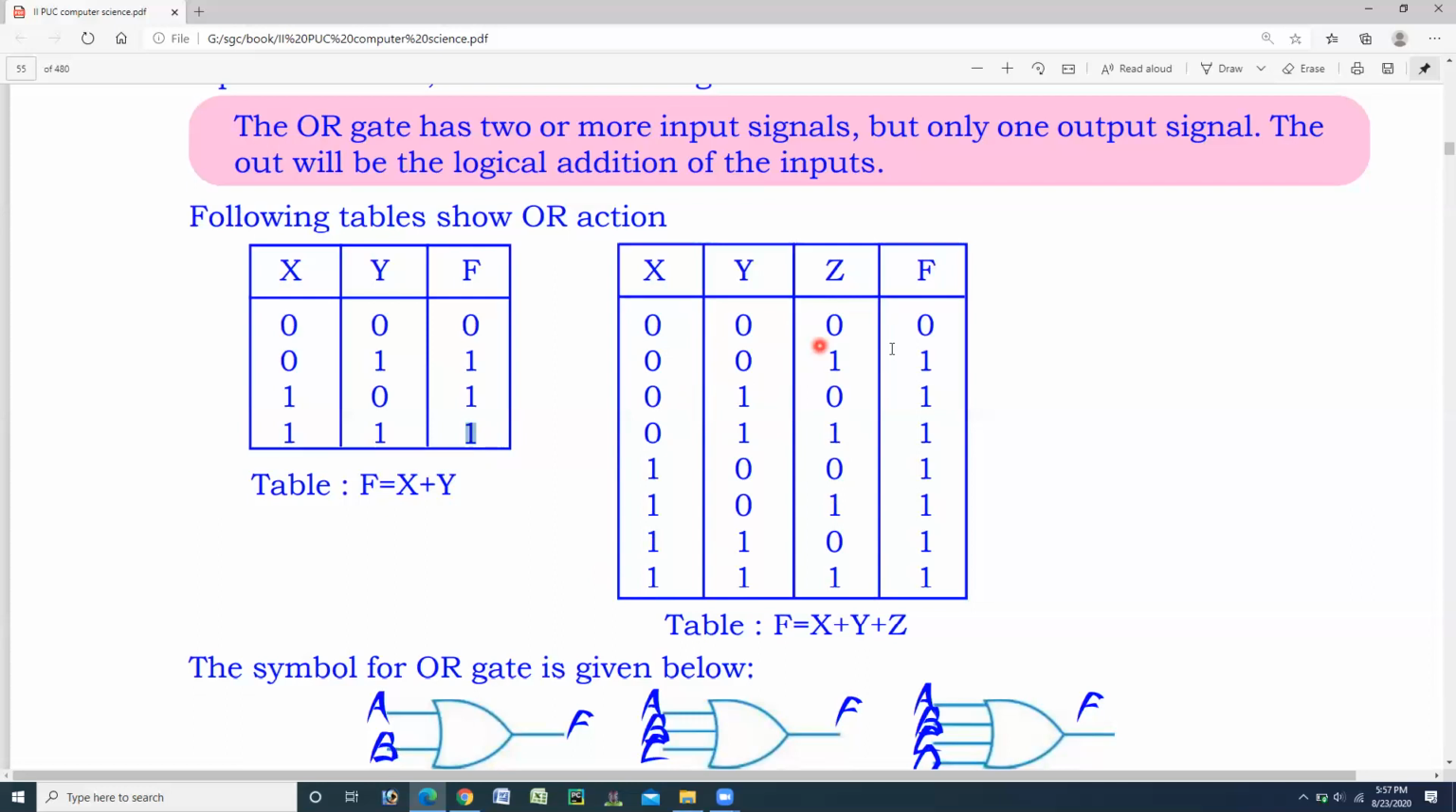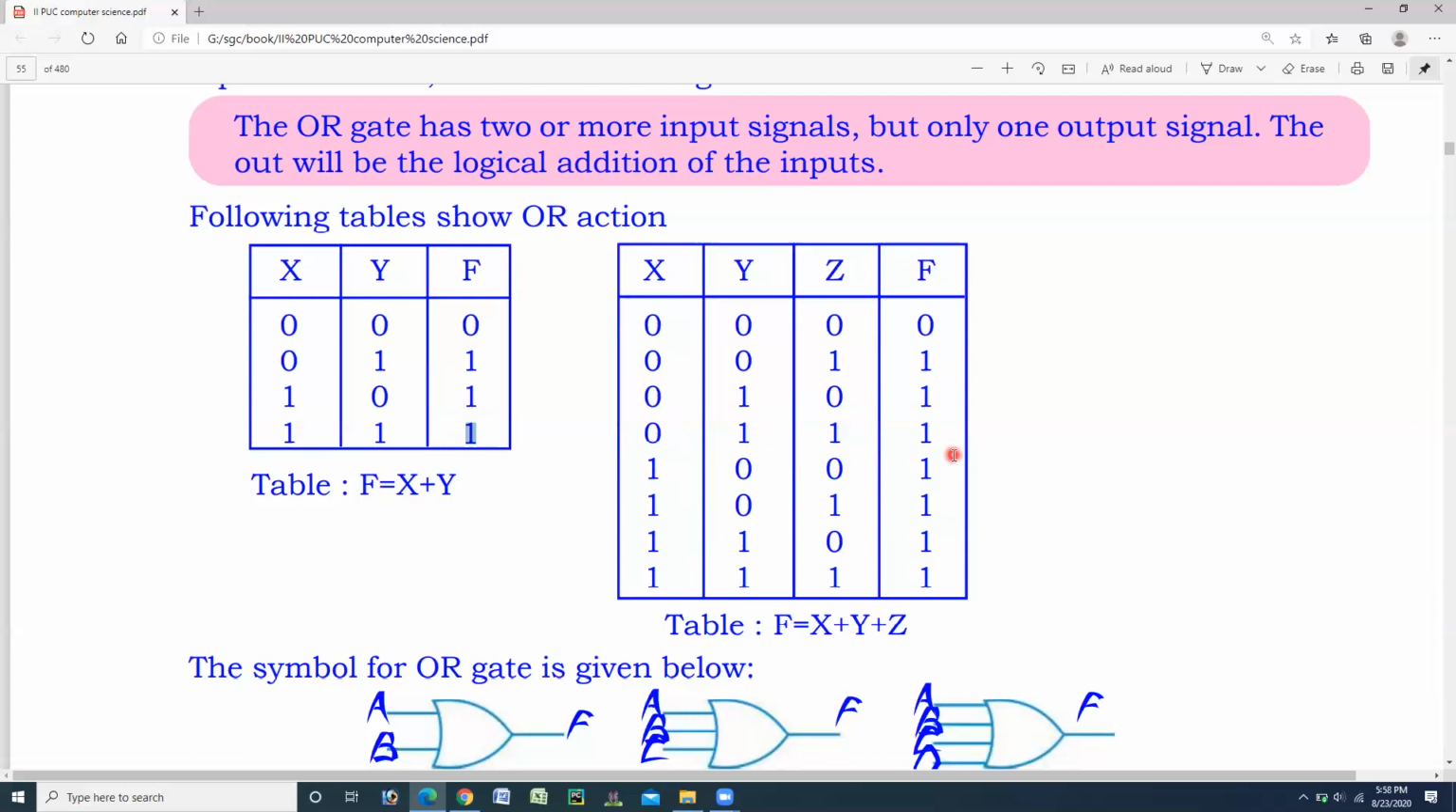0 plus 0 plus 0 is 0. 0 plus 0 plus 1 is 1. It means when you observe the outputs here, all the outputs are 1 because in each and every combination there exists 1 or more than 1 as an input. That's why the outputs are 1.